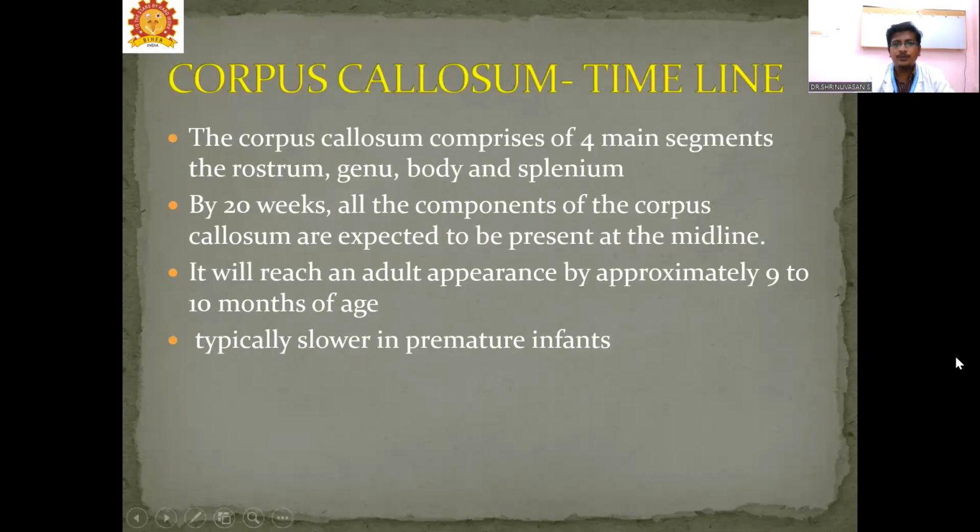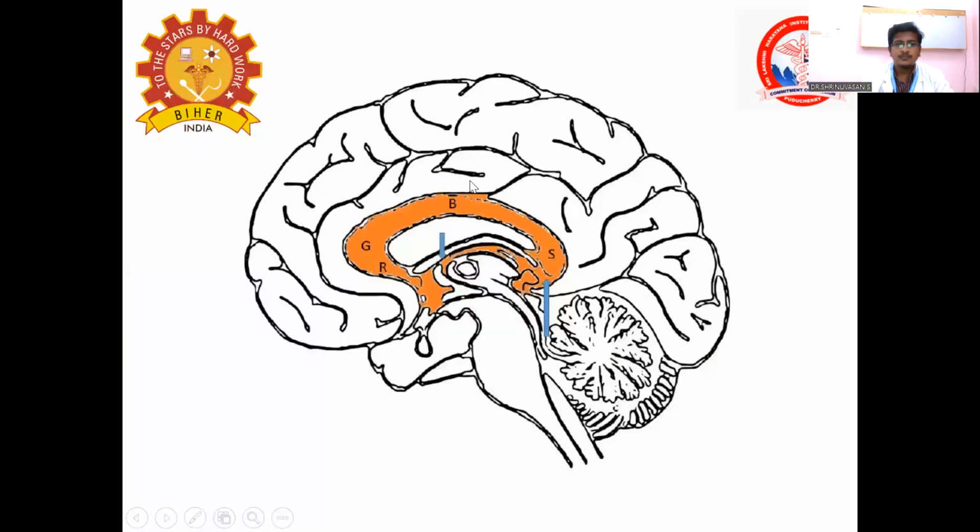This diagram illustrates the parts of corpus callosum. As I told you, it has 4 main segments. The anteriormost segment is called rostrum, genu, body, then splenium. So in this diagram you can see the R tells you it is rostrum, then genu, then body, and the posterior most aspect is called the splenium.